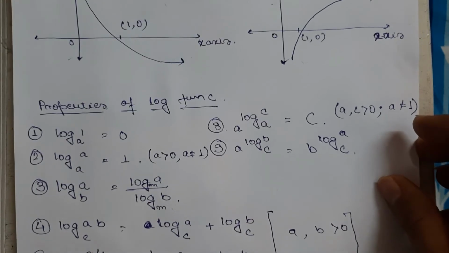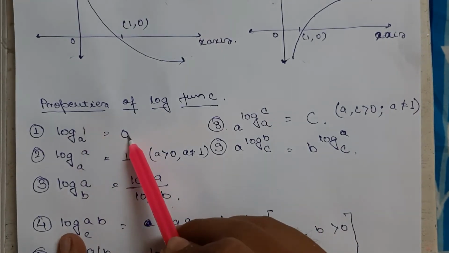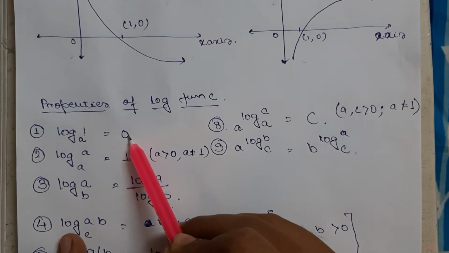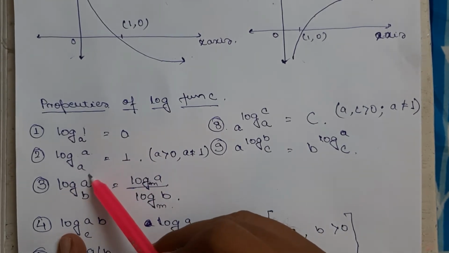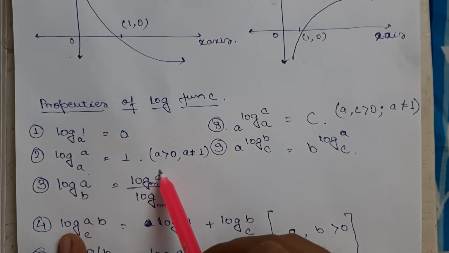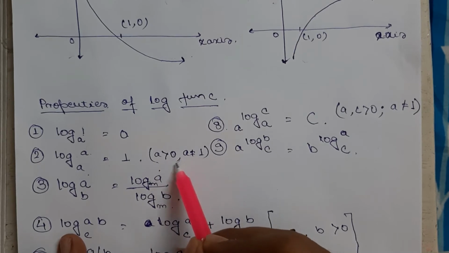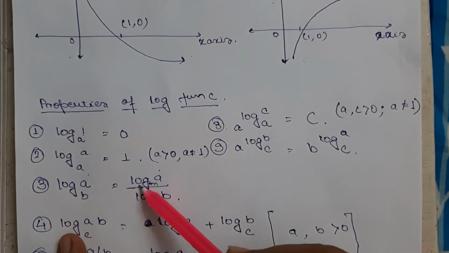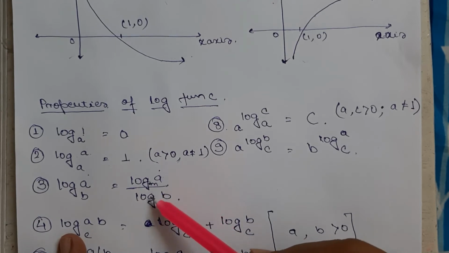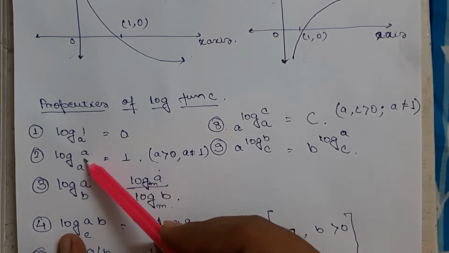When the log value is 1, it is 0. When log is base A, it means it is 1, and we have to remember that A should be greater than 0 and A should not be equal to 1. Log A base B can be written as log A by log B. The base should be the same. So from here you can achieve this.